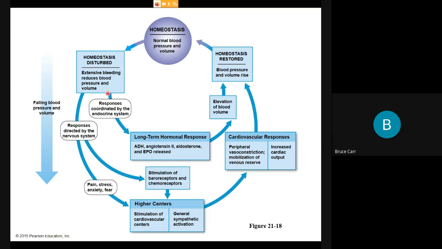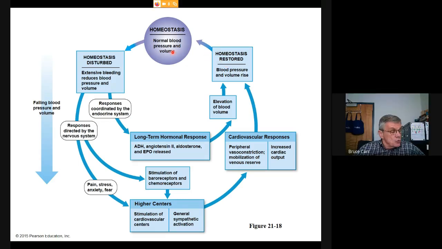Now, on this inner circle, we have the long-term response, and it's going to be responding to the bleeding that stimulates the endocrine system. Here is a list of the hormones: ADH, angiotensin 2, and aldosterone, all of which affect thirst and fluid retention, and EPO affects red blood cell production, which is going to, in a matter of days, increase retained fluids as we increase the blood cells. Together, assuming you've stopped the bleeding, blood pressure and volume rise, and you restore that normal blood volume.